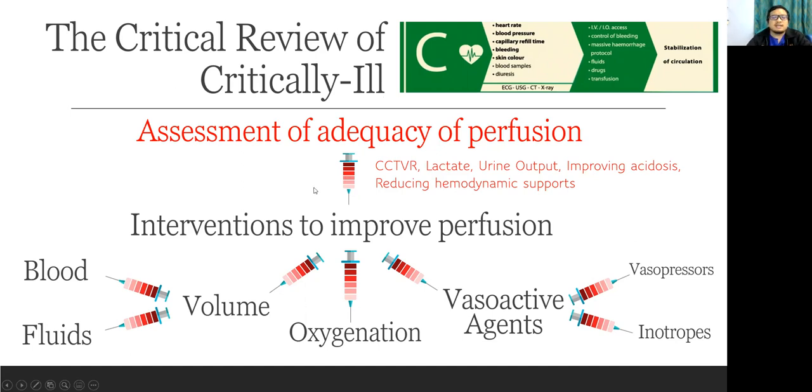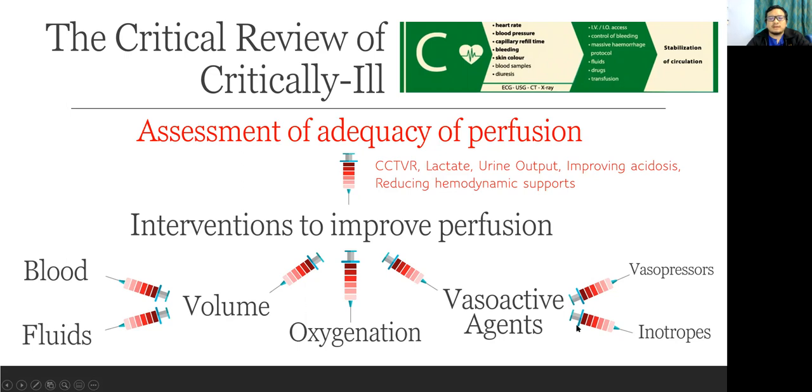If not okay, then you have to see what interventions you can do to improve perfusion. Okay, I usually think in three pathways: whether it's volume, whether it's oxygenation, whether the patient needs any vasoactive agent. Very easy. If the HB is low, you replace with blood.